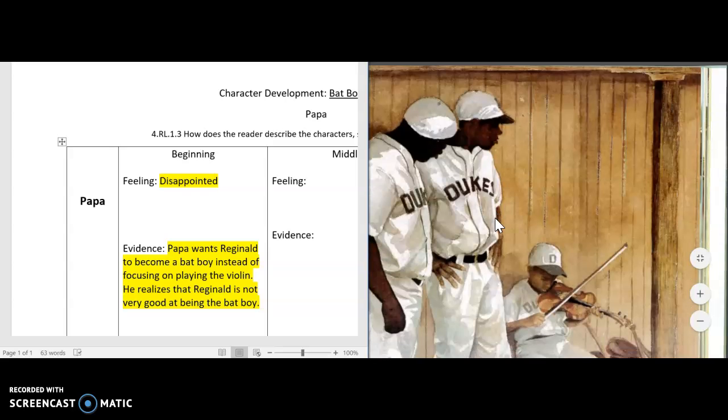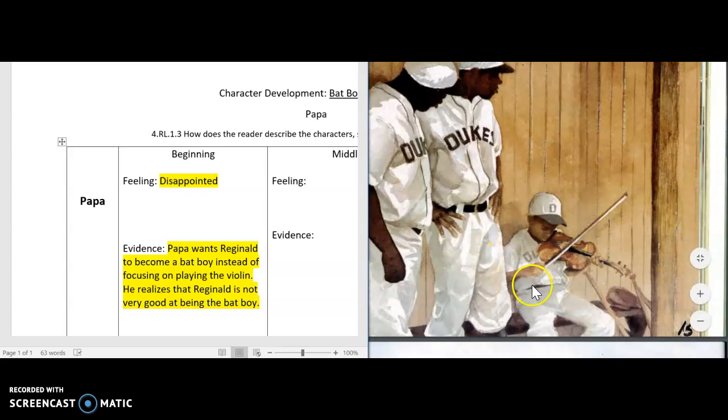Papa says, you know what? You go sit down on the bench, play your fiddle. I'll take care of the bats.